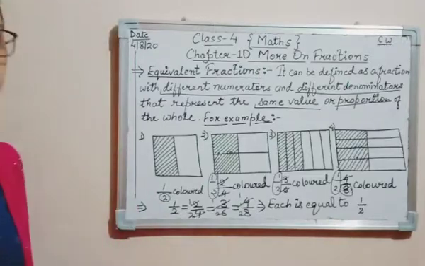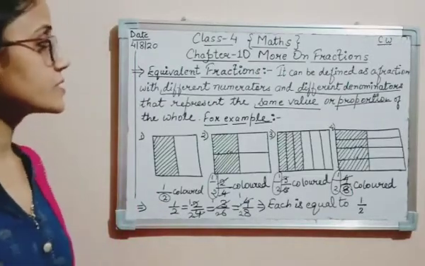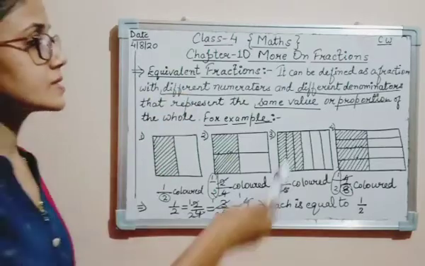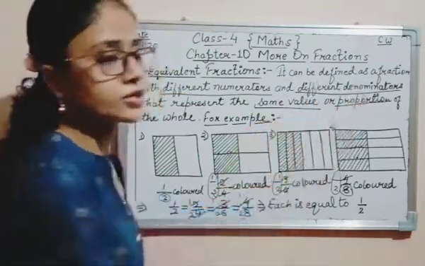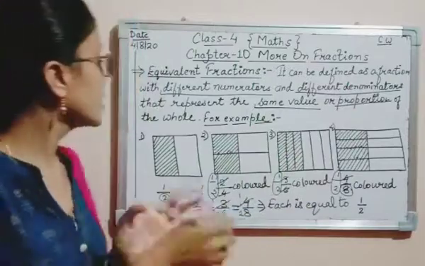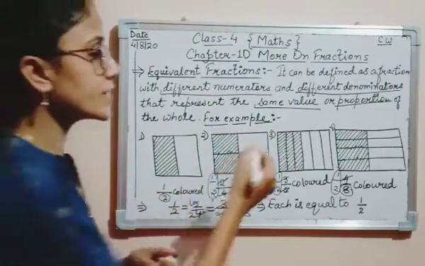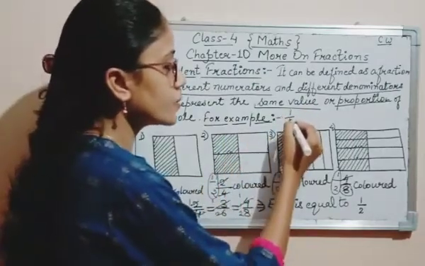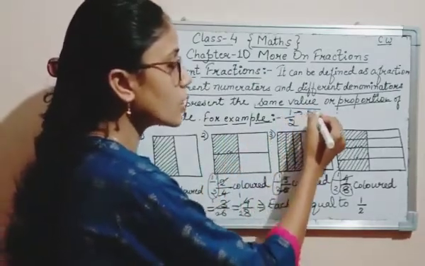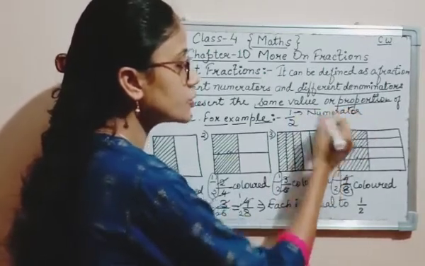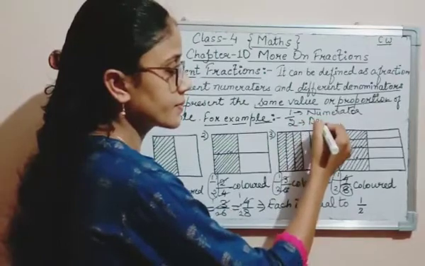Clear? This is called equivalent fraction. Let's revise once again. What is an equivalent fraction? It can be defined as a fraction, ये एक तरीके का fraction है with different numerators and denominators. What is called numerator? Suppose I have written 1 upon 2 here. So 1 is called numerator and the 2 is called denominator. Isn't it?